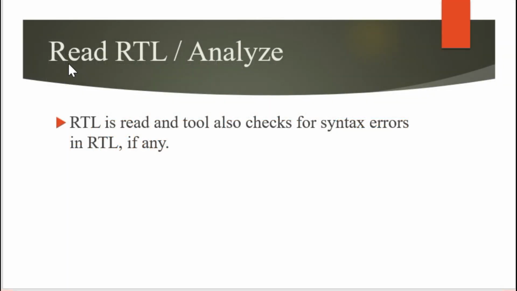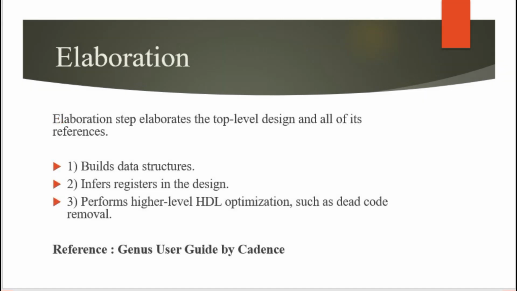So the first step is reading the RTL. The synthesis tool reads the RTL and checks if there are any syntax errors in that RTL. Once the RTL is read successfully and the tool ensures that there are no syntax errors, the tool moves on to perform the next step, which is elaboration. As the name suggests, the elaboration step elaborates the design and its references. So what does elaborating the design mean? Let's understand it like this.